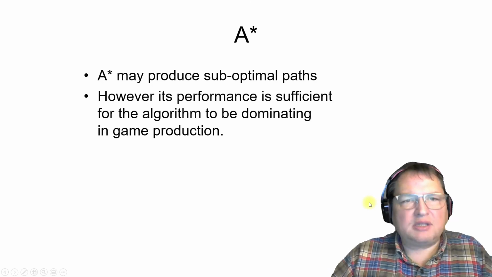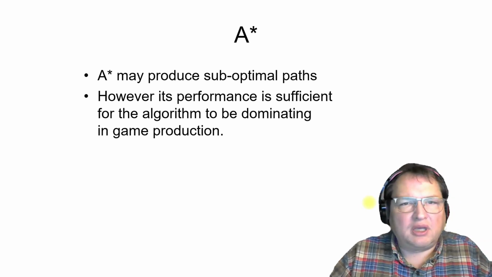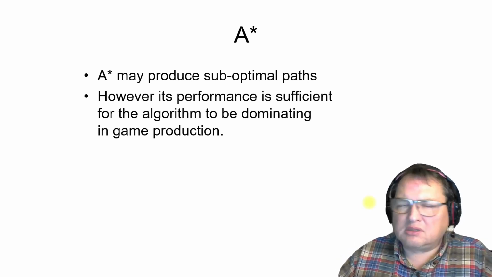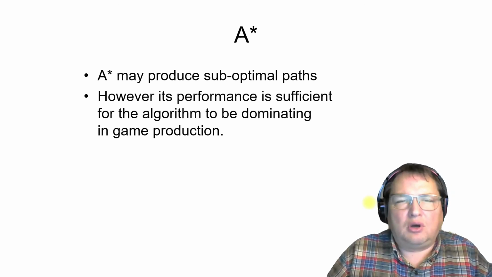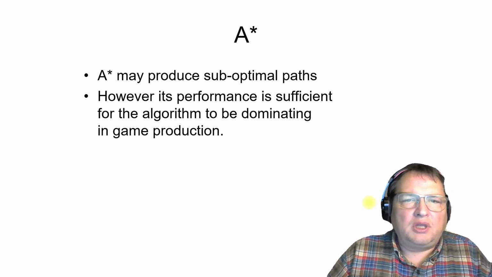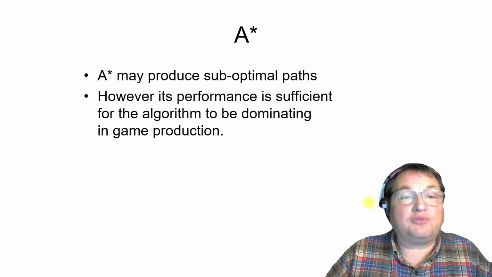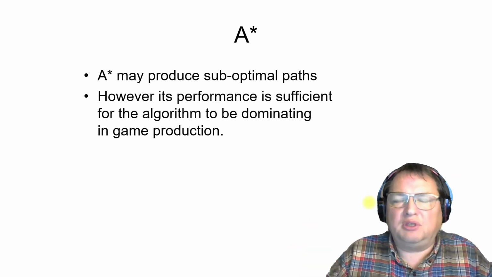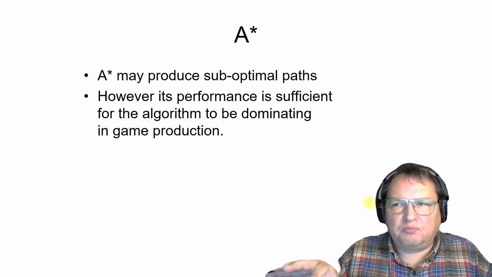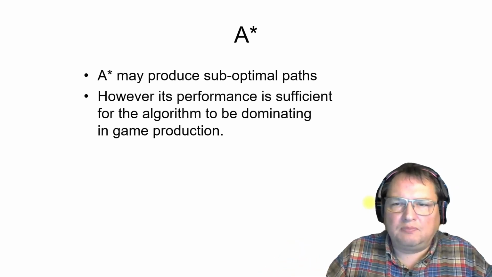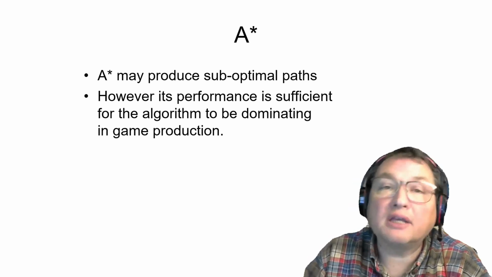Okay, A-star may produce suboptimal paths, and in many cases it will, but quite often the path found by A-star will actually be optimal. Its performance, I will say it briefly, is sufficient for the algorithm to be the absolutely dominating number one pathfinding algorithm in the games production and games industry. A-star is a dramatic improvement over Dijkstra.